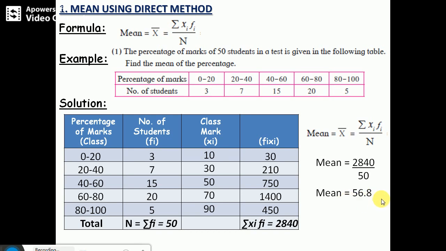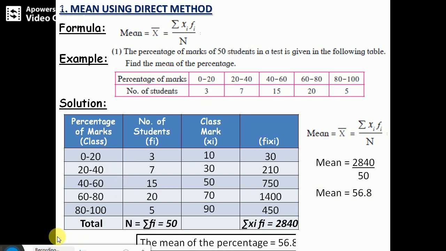So how will we write the final answer? They have asked for the percentage of marks, and they have given mean percentage, so we have to find the mean percentage of this data. So the answer can be written as: the mean of the percentage is equal to 56.8. So I hope it is very simple to calculate mean using the direct method.